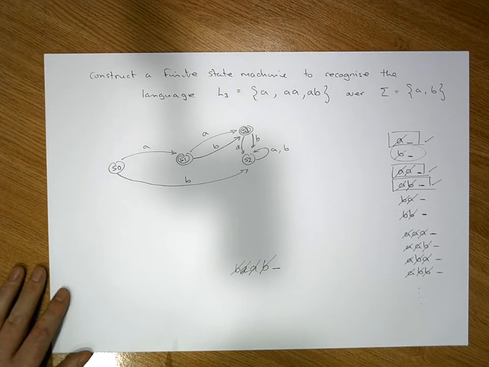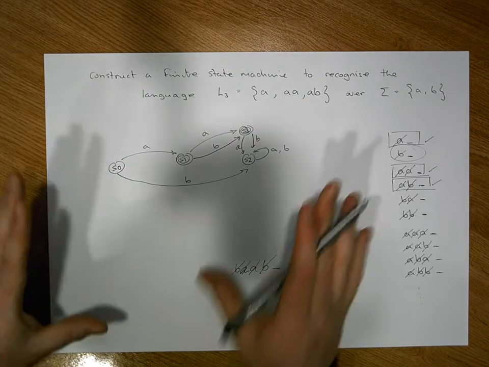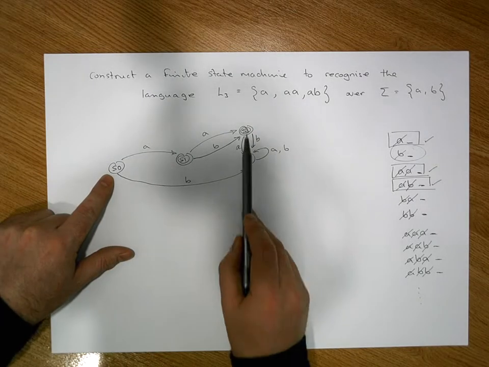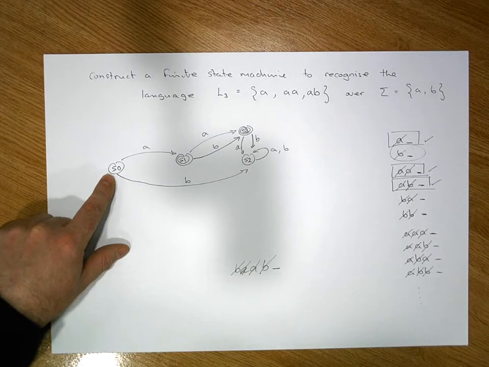So this was a little bit more complicated. But the important thing about this machine is that on each state, we consume every character or every symbol that's in our alphabet.